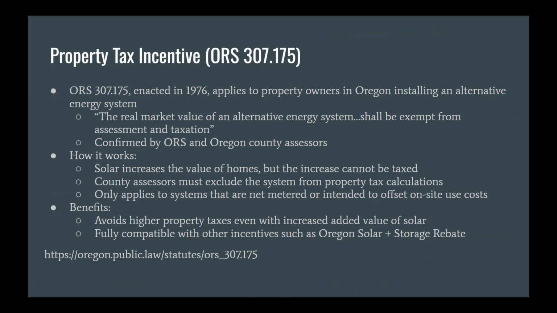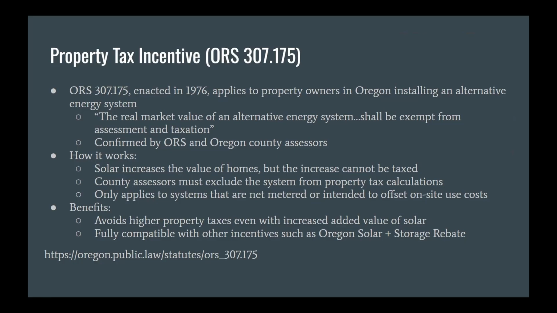So the next policy we're going to get into is the property tax incentive, also known as ORS 307.175. This was enacted in 1976 and applies directly to property owners in Oregon installing an alternative energy system. So when you install these systems on your property, the value that the solar system adds to your home cannot be taxed. This is written directly into Oregon law. And it states that the real market value added by an alternative energy system is exempt from assessment and taxation. So in other words, even though your solar increases your home's market value, you will not see your property taxes go up because of it.